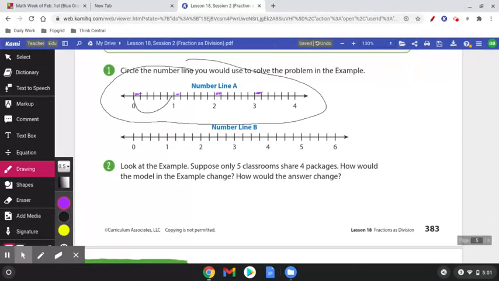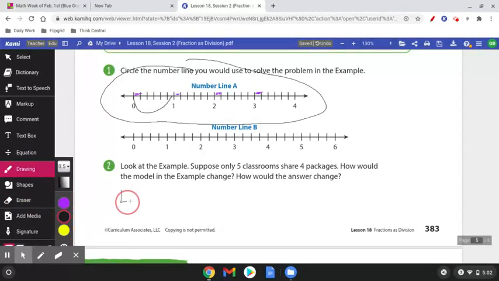Number 2, look at the example. Suppose only 5 classrooms share 4 packages. How would the model in the example change? And how would the answer change? So if there was only 5 classrooms, it wouldn't be 4 divided by 6. It would be 4 divided by 5. That looks like a plus, sorry. Let me erase that. Be 4 divided by 5. So if you have less classrooms, our answer will change a little bit.